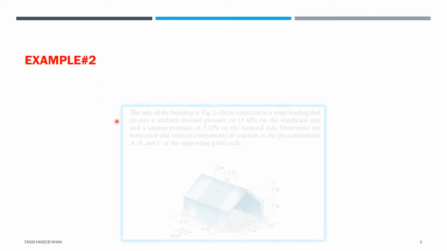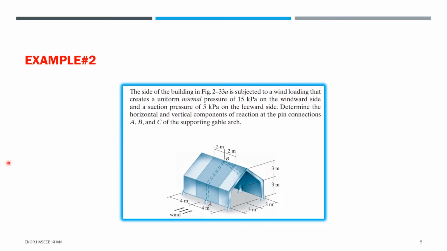This is our example 2. In this example we have a gable arch and wind load is acting on it. So let's read out the question. The side of the building in the figure, this one, is subjected to a wind loading that creates a uniform normal pressure of 15 kilopascal. So we have this wind loading on this side of the structure.